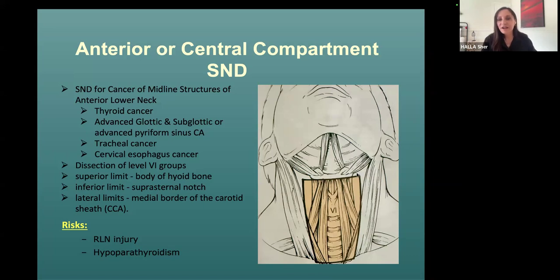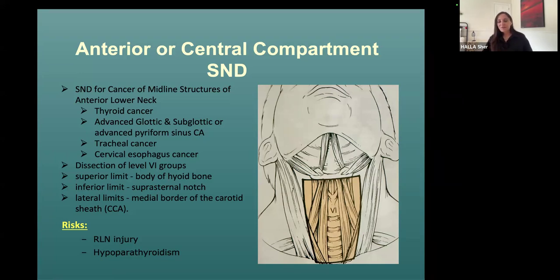The superior limit of dissection is the hyoid bone. The inferior limit of dissection is the suprasternal notch. And laterally, the limits of dissection are the medial borders of the carotid sheath. It's most commonly done as a bilateral procedure because there's continuity of the central compartment lymph nodes. There's not really a fascial division between the left central compartment and the right central compartment, so most commonly, both sides are dissected.